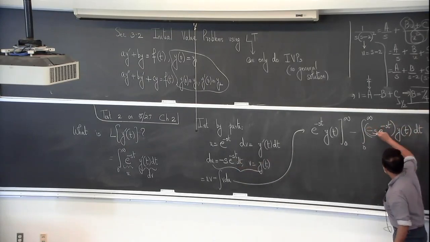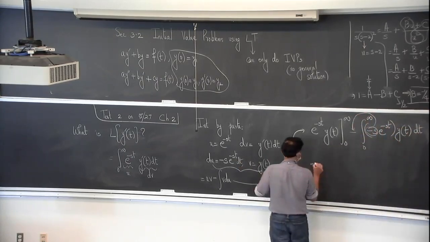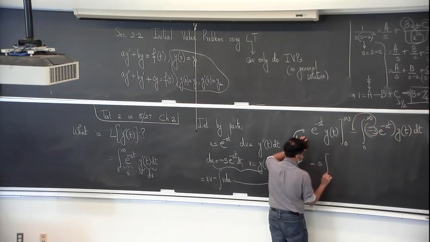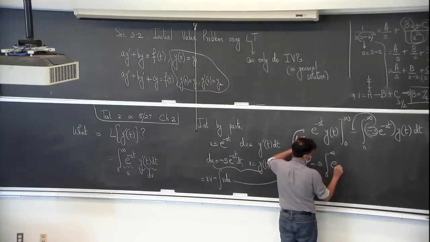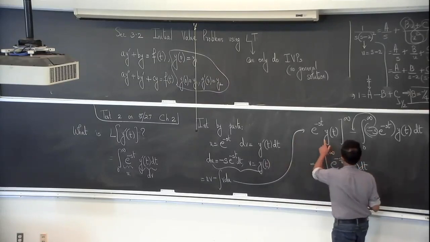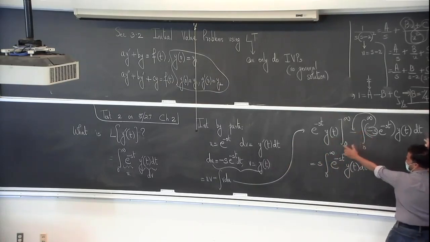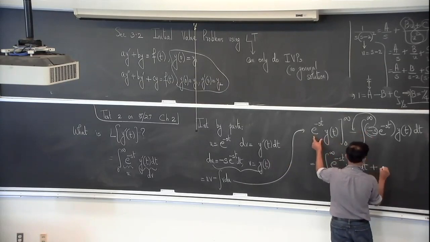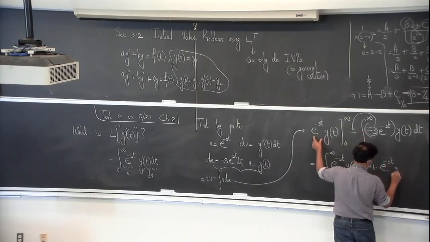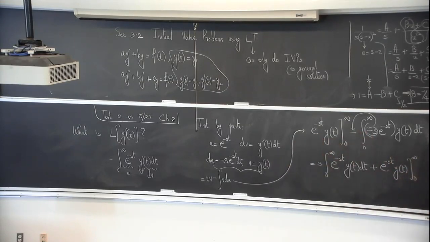And you can factor this negative s outside, and that's going to give you positive s times the integral from 0 to infinity of e to the power of negative st times y of t dt. Okay. That is this block. And then you have this plus the e to the power of negative st times y of t from 0 to infinity. Once again, the sloppy process of treating infinity as a number.